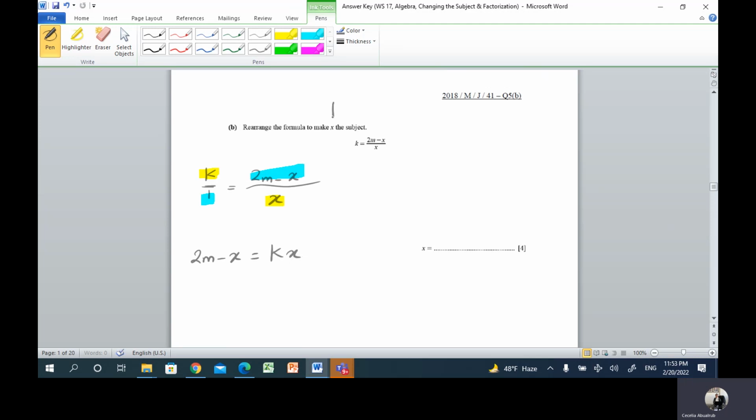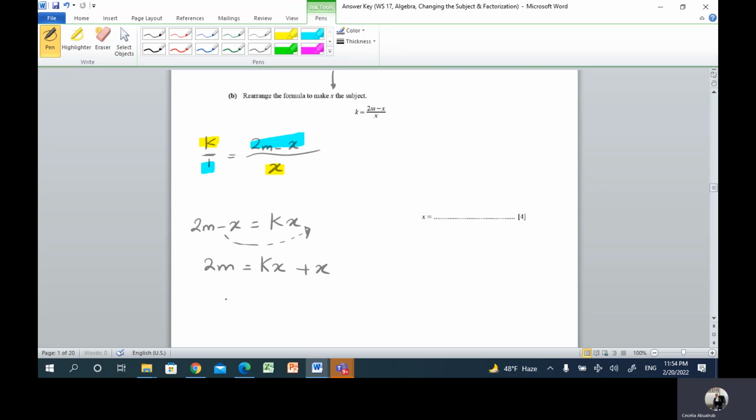Now, we are making x the subject. So we need to send this x to the other side. So 2m is equal to kx is originally on the right and we're bringing negative x from the left to the right, so it will become plus x. Now my subject is distributed in two terms, so I'm going to factorize it and we're gonna get the x out and k here. So x times k will get me back the kx, plus 1 because x times 1 is equal to x.